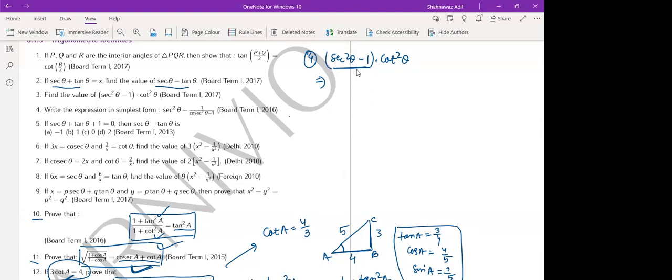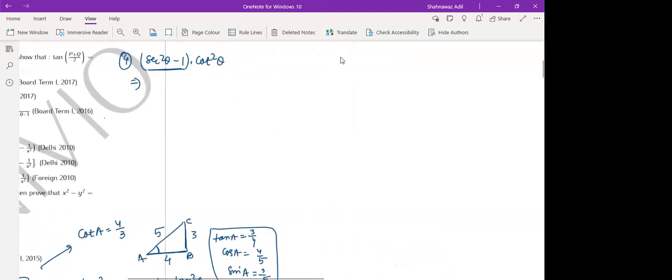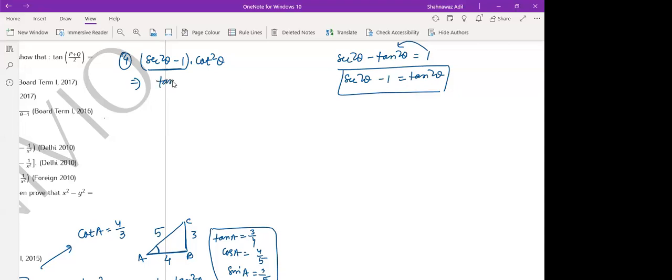Tan theta. Tan square theta, right? Because we know that sec square theta minus tan square theta is 1. So we take this one to the left hand side, and this one to the right hand side. So as Amira said, this would be tan square theta. And what is tan square theta into cot square theta? I can write this as 1 by tan square theta, right? So this would be 1. Right, Amira? Yes, sir. So this was this question.